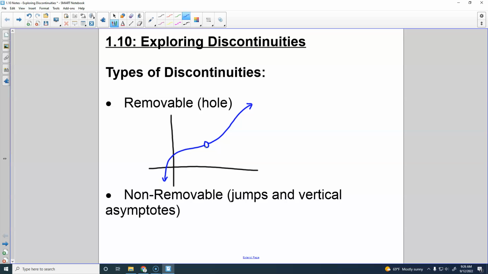Okay? The language that AP is going to use most of the time, possibly all of the time, is removable discontinuity. Some other things that you may see it called are a hole, or point discontinuity. But as far as the AP exam goes, I think they're pretty much always going to call it a removable discontinuity. I don't mind if you call it a hole, that's fine, but you need to know that phrase, removable discontinuity.